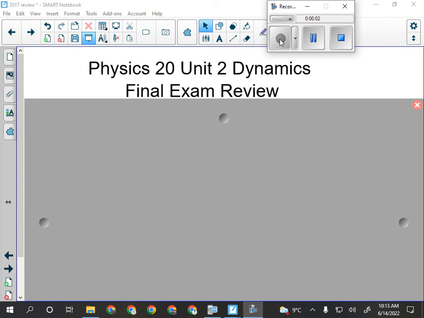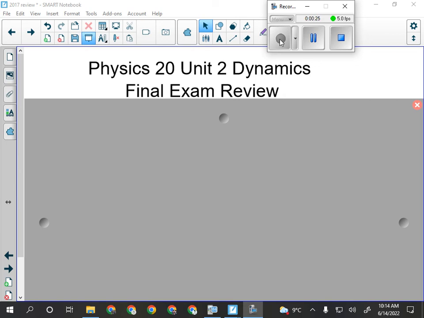Right, so Unit 2. Unit 2 is probably our most important unit. That said, there weren't a whole bunch of separate concepts. Everything kind of went into 2 or 3 categories. The first half of the unit was dealing with Newton.